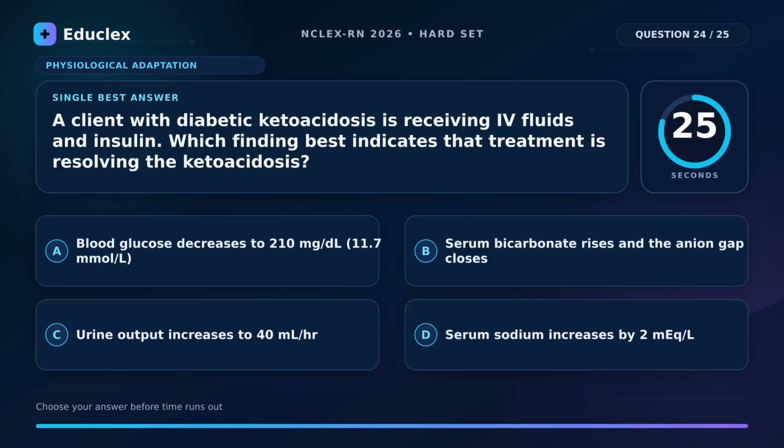Option C. Urine output increases to 40 milliliters per hour. Option D. Serum sodium increases by 2 milliequivalents per liter. Your 25-second thinking time starts now.